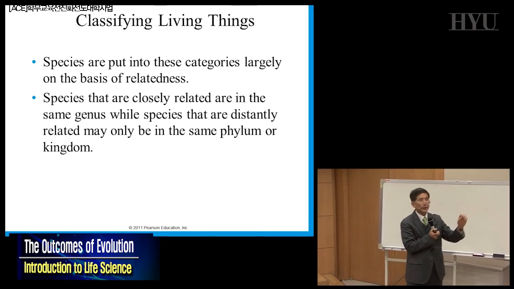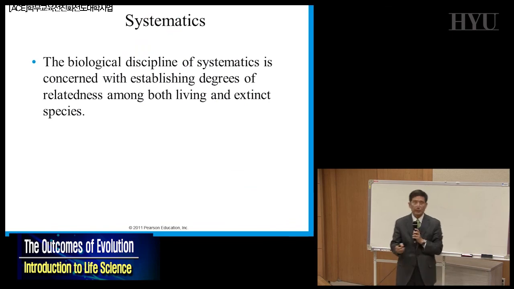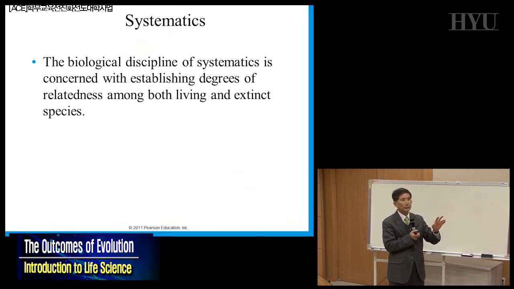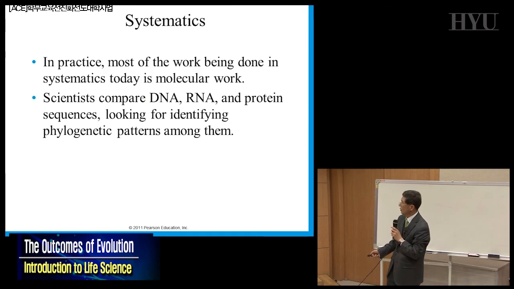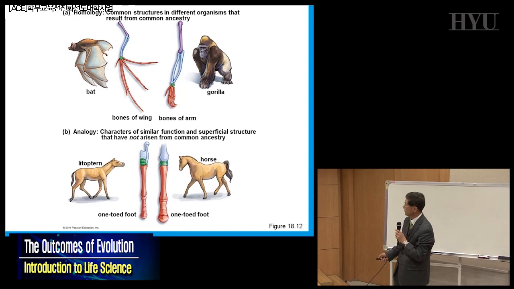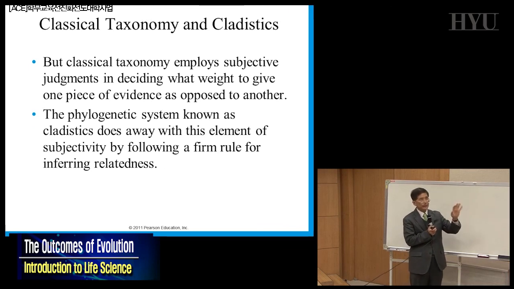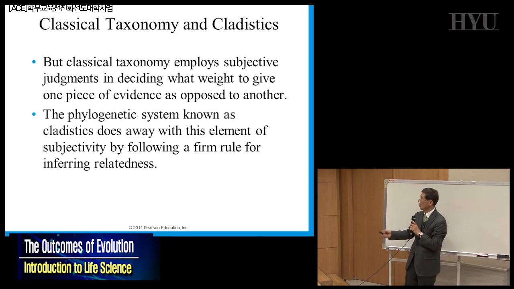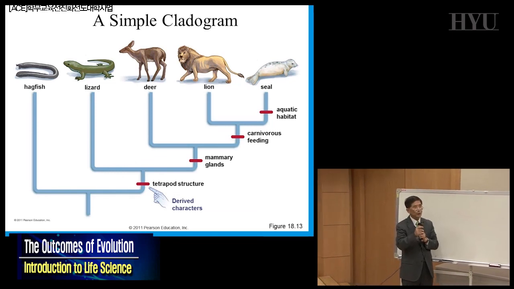Classifying living things is not easy. People try to group them. There are two ways to do it: old ways and new ways. The old way is called systematics or classification, 분류학, also classic taxonomy, all the same thing. The new way is called cladistics. So what is the difference? Cladistics asks a simple question: whether it has something or not.